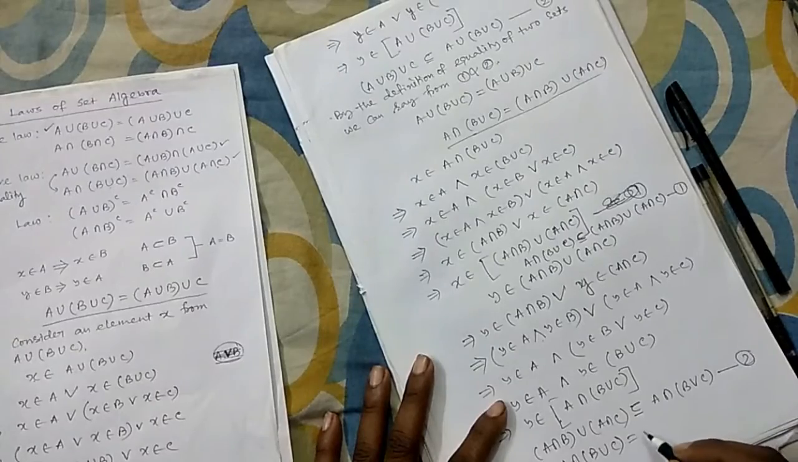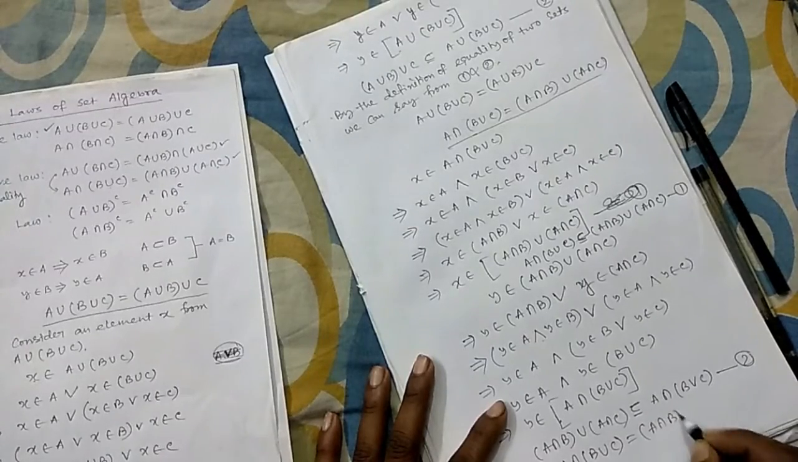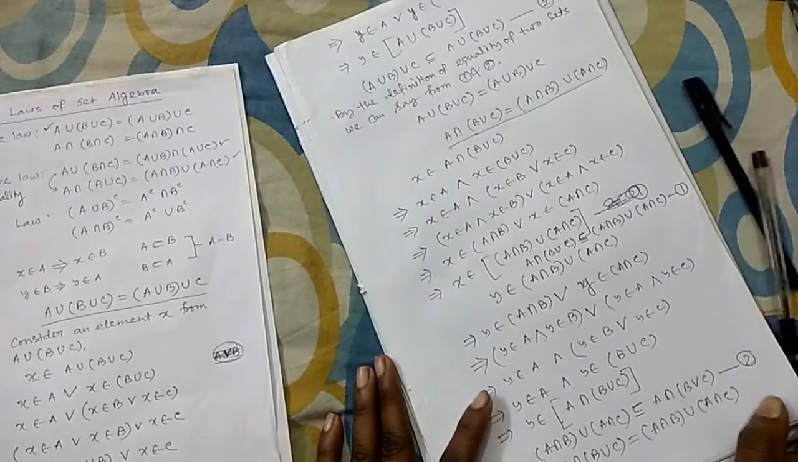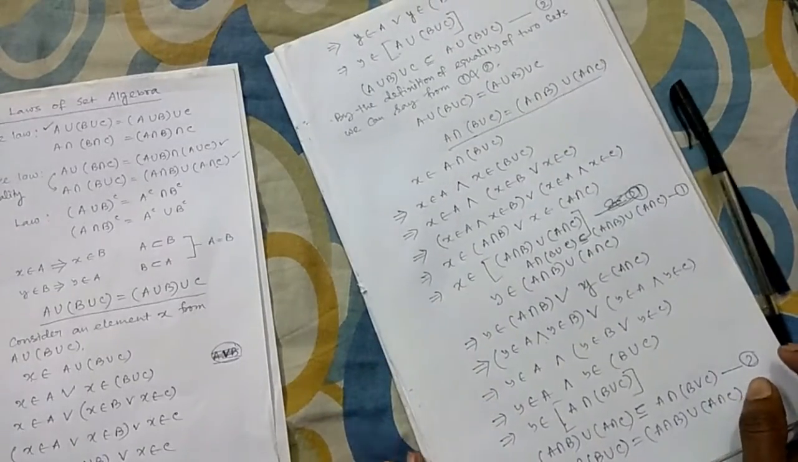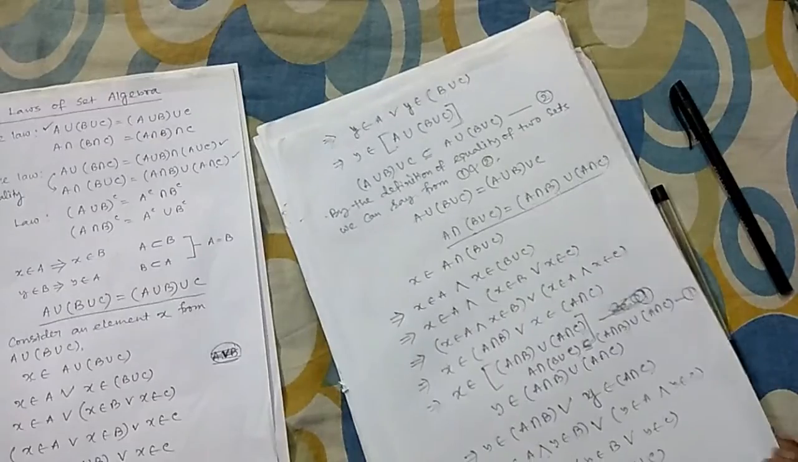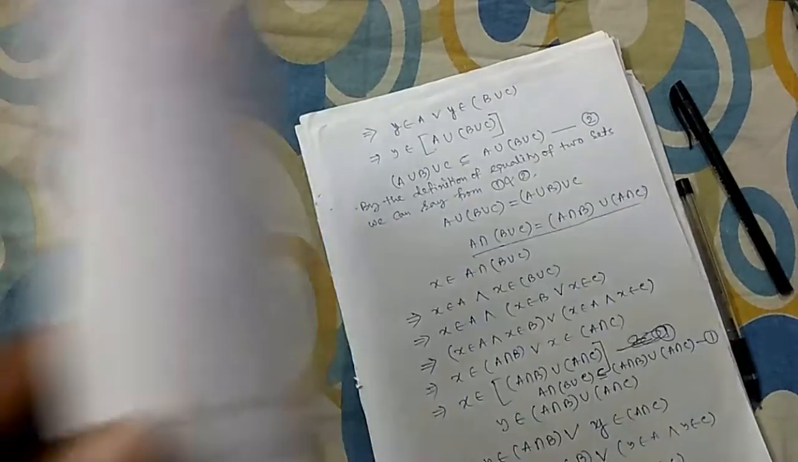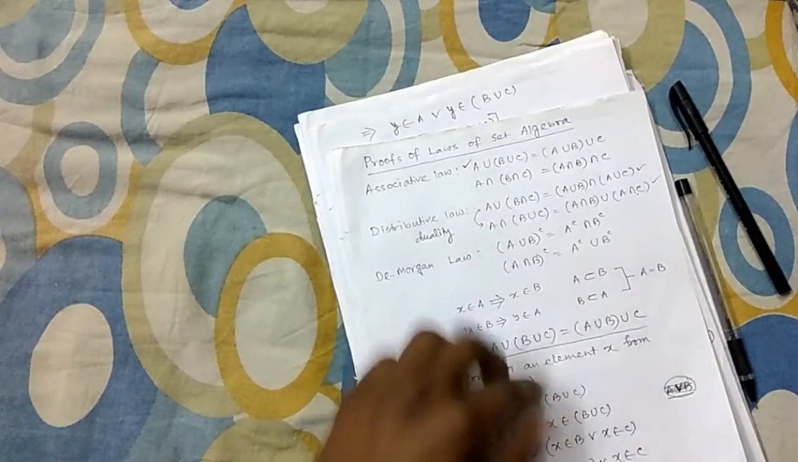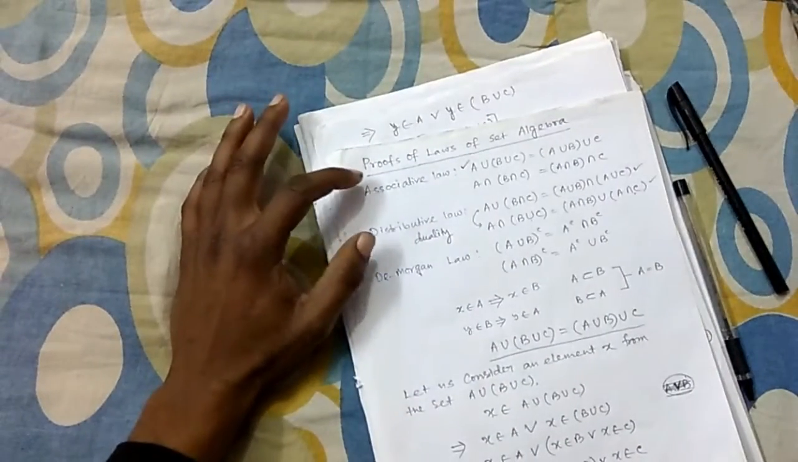So actually we proved both these laws of set algebra, right? Now I will do the proof of De Morgan law. Now this is different from the proof of associative law and distributive law. You will understand.